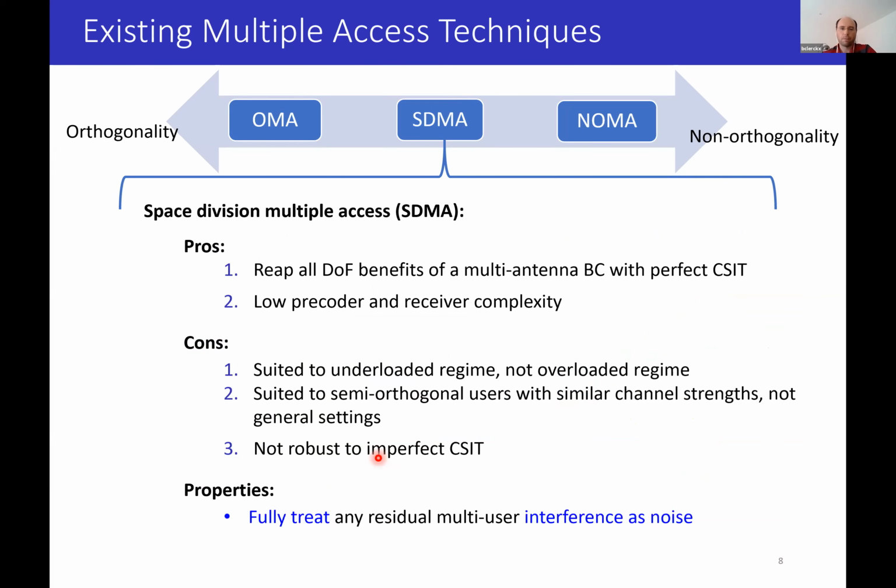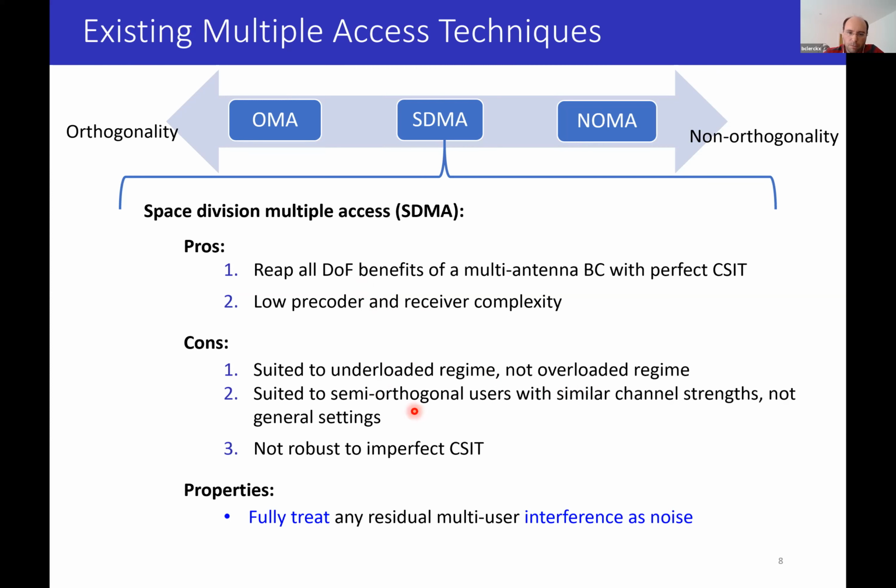Now, if we look at the benefits, the pros and cons of these techniques, the first benefit is that it is very good at exploiting the degrees of freedom benefit of multi-antenna system when we have perfect CSIT. And it can do this with very low precoder and receiver complexity. The drawback is that it works well in the underloaded regime, so when we have fewer users than the number of antennas. It does not work as well in an overloaded regime, when we have many, many users that we want to serve.